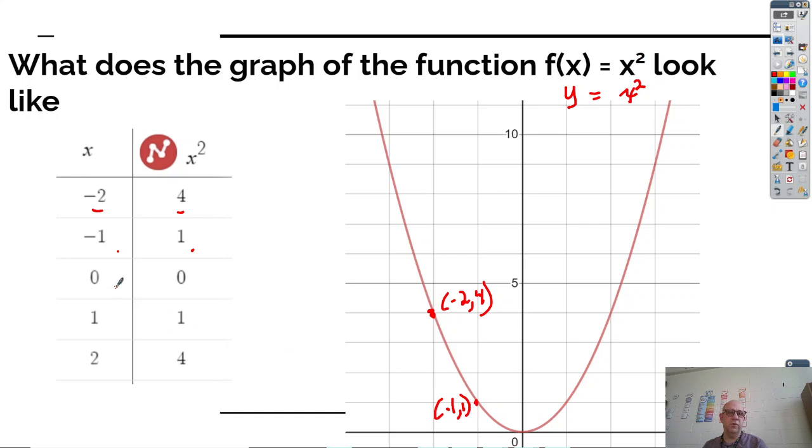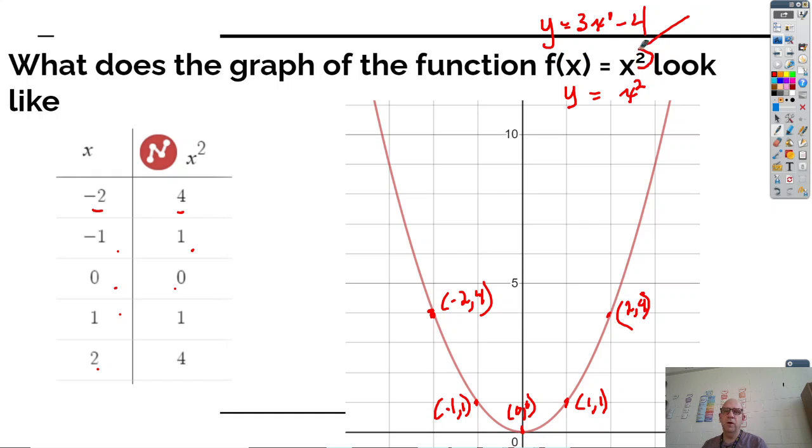A 0 times a 0 is 0, so I've got the origin (0, 0). And if I put a 1 in, 1 times 1 is 1, so I have the point (1, 1). And if I put a 2 in, 2 times 2 is 4, so I have this. So these points actually kind of line up, and I have what they call a parabola. Okay? So linear equations and linear functions have an exponent of 1 or 0, that makes a straight line.